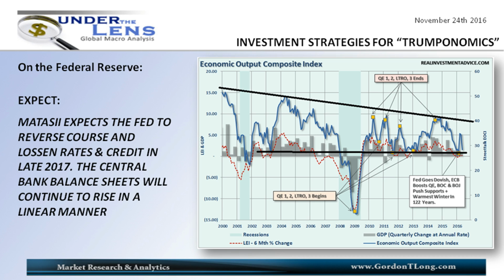What can we expect? We expect the Fed to reverse course and loosen rates and credit in late 2017. The central bank balance sheets, as I said, will continue to rise in a linear manner. Meanwhile, Trump will make changes to how these governors are appointed and to who the specific governors are going to be.